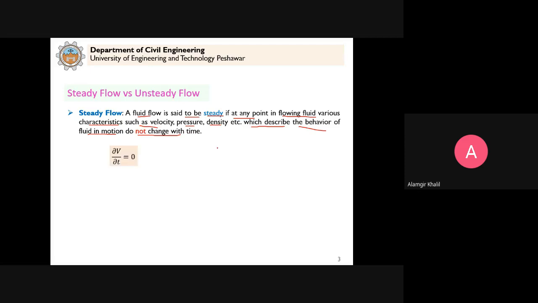What I said is that when partial v by partial t is equal to 0, it means that the velocity is not changing with respect to time. Similarly, partial rho by partial t equal to 0, partial Q by partial t equal to 0, and partial p by partial t equal to 0. So, an example: a constant discharge through a pipe. When we have a constant discharge flowing through a pipe which is not changing with respect to time, that is an example of steady flow.